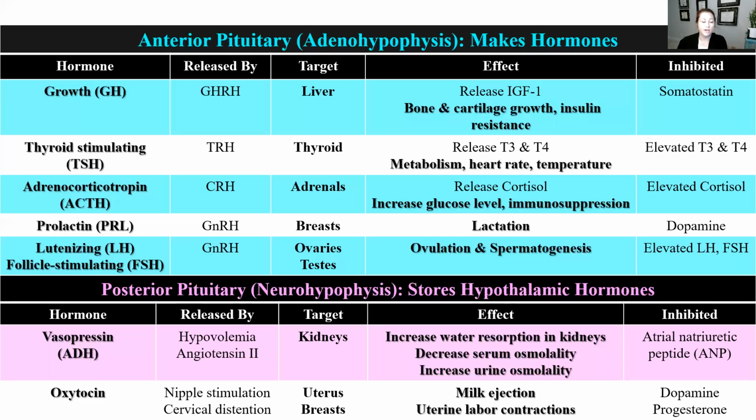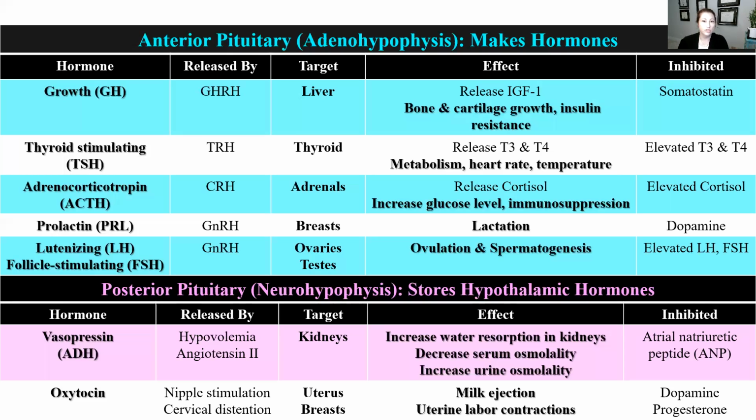This is released by hypovolemia, and angiotensin II will trigger the release of ADH, and the target is going to be at the kidneys. This will increase water absorption in the kidneys, decrease serum osmolality, and increase urine osmolality. This will be inhibited by ANP. Oxytocin will be triggered by nipple stimulation or cervical distension, because remember that this is what helps us for the lactation hormone.